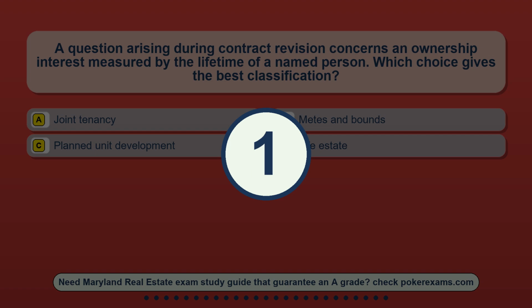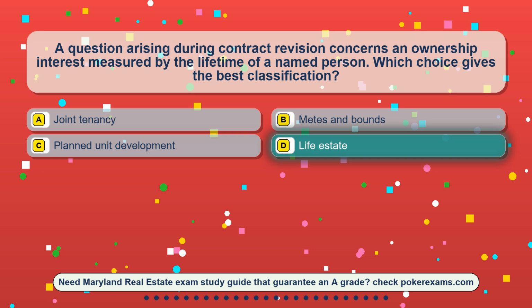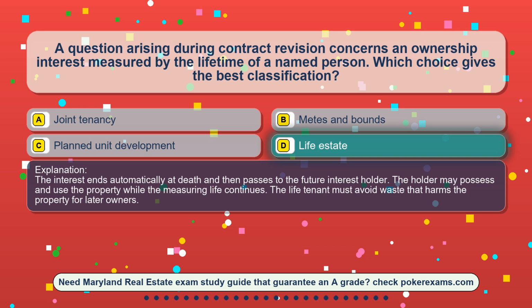The correct answer is option D, life estate. The interest ends automatically at death and then passes to the future interest holder. The holder may possess and use the property while the measuring life continues. The life tenant must avoid waste that harms the property for later owners.